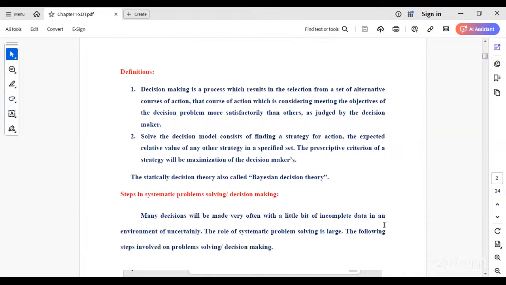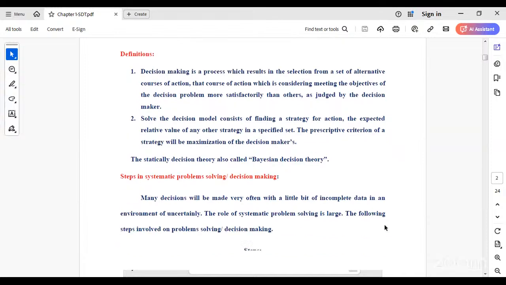Okay, then here a small definition regarding decision making. Decision making is a process which results in selection from a set of alternative courses of action. That course of action which is considered as meeting the objectives of the decision problem more satisfactorily than others, as judged by the decision maker. See, the first definition says decision making is a process which results in selection from a set of alternative courses of action.